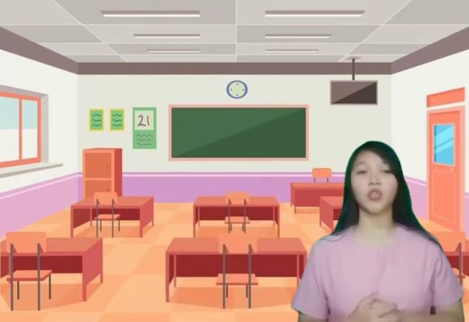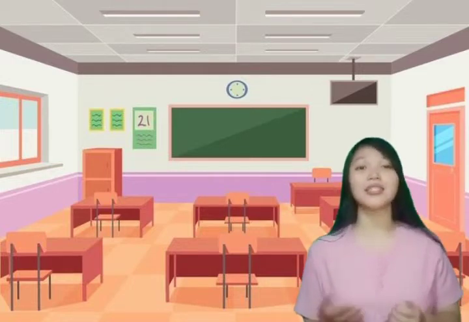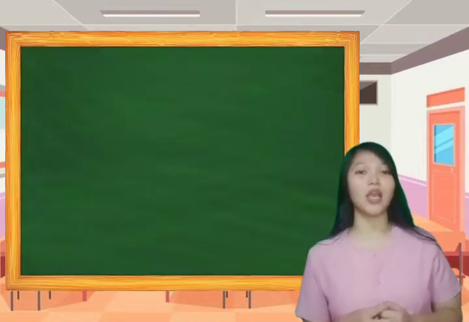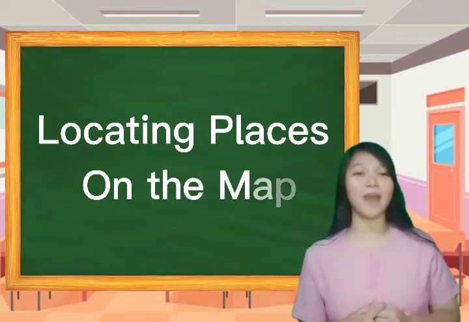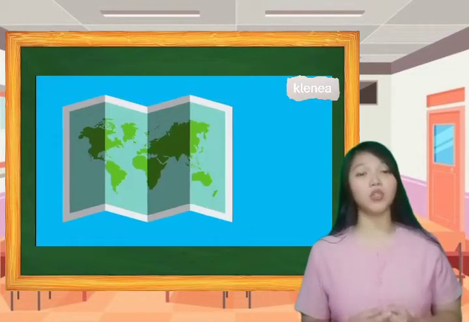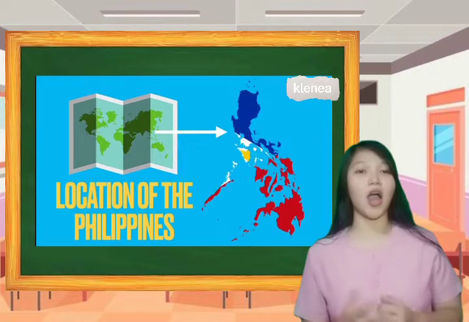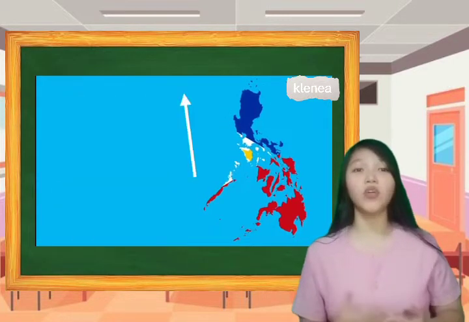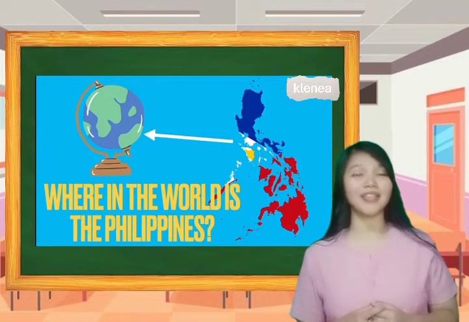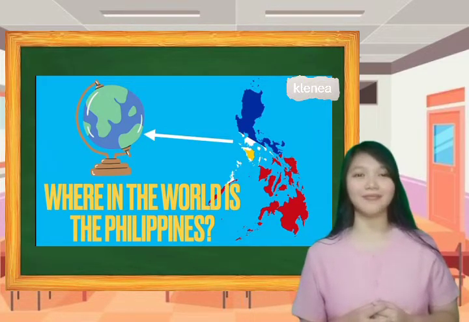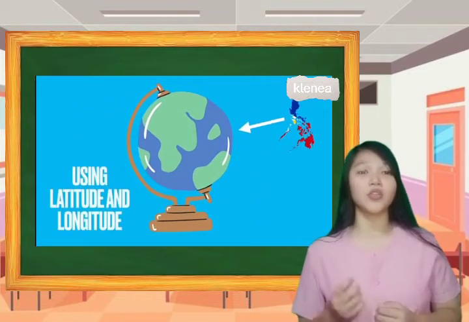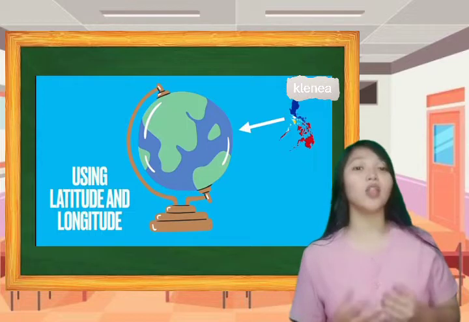Before we move on to our next lesson, let's have a review of our previous lesson, which is about locating places on the map. So on the map, we'll be able to locate the Philippines. Our previous question was, where in the world is the Philippines? We'll be able to answer this question using the latitude and the longitude.